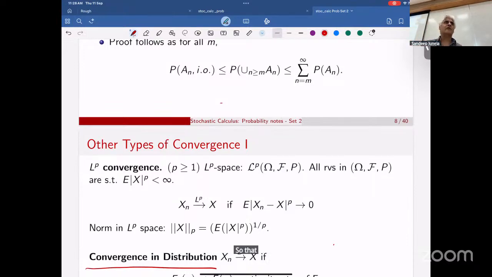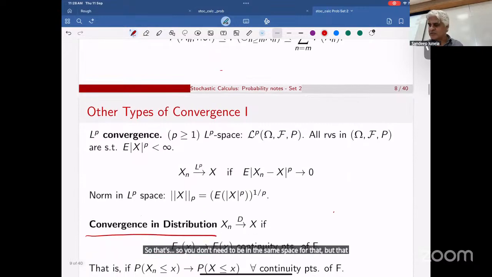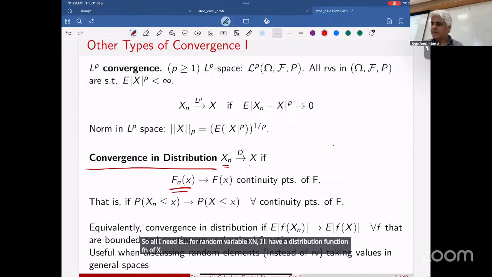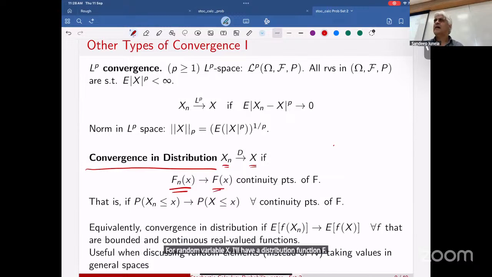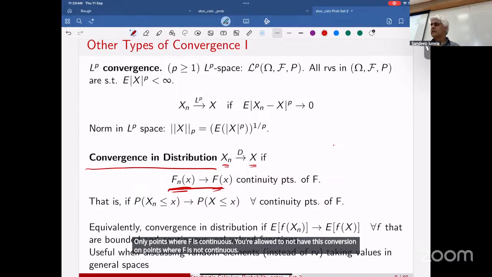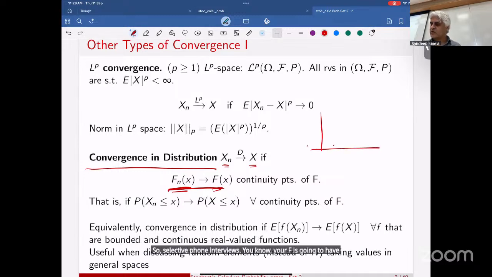So you don't need to be in the same space for that, but that's called convergence in distribution. All I need is for random variable Xn, I'll have a distribution function Fn of x. For random variable X, I'll have a distribution function F. I don't need to have these random variables defined in the same space at all. But as long as Fn of x converges to F of x at all points where F itself is continuous, it need not be everywhere. Only points where F is continuous. You're allowed to not have this convergence on points where F is not continuous. So selective pointwise convergence. Your F is going to have at most countable discontinuities.